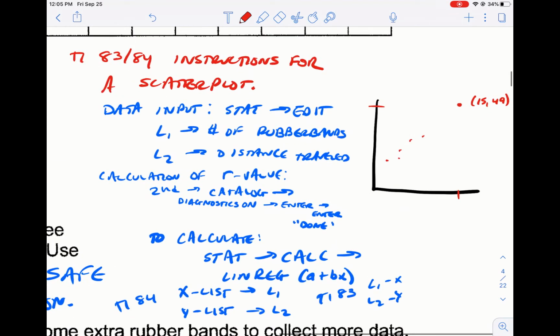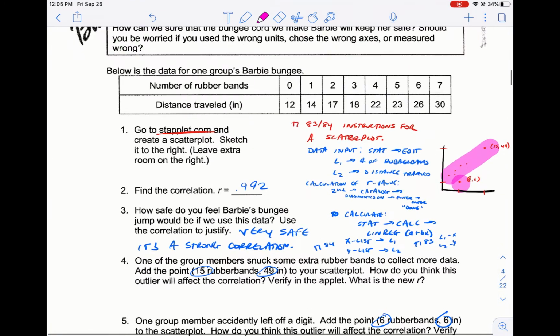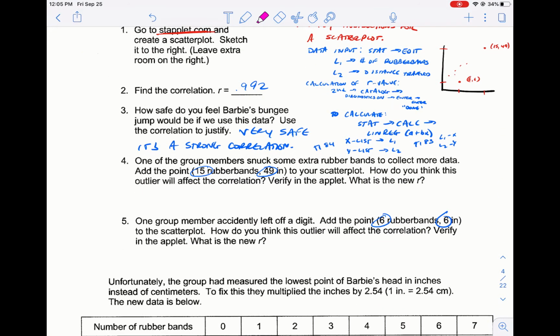In part number 5, it's having me add one that's at 6, but also 6, so it's down here. So the 2 points in question are one that kind of follows the trend and one that's sort of an outlier down there, right? Do you see kind of where I'm at with this? And so the question in number 4 and number 5 is really what happens when you put one in the pattern, what happens when you put one out of the pattern? And this is how it works.